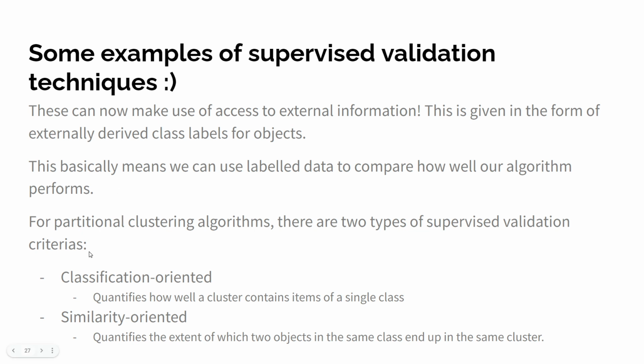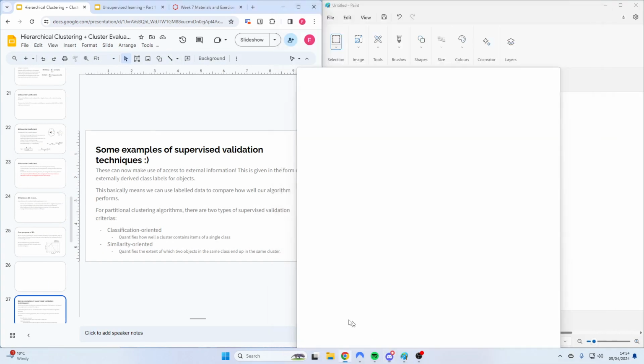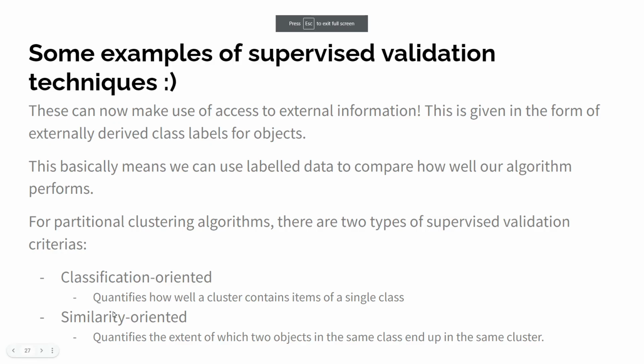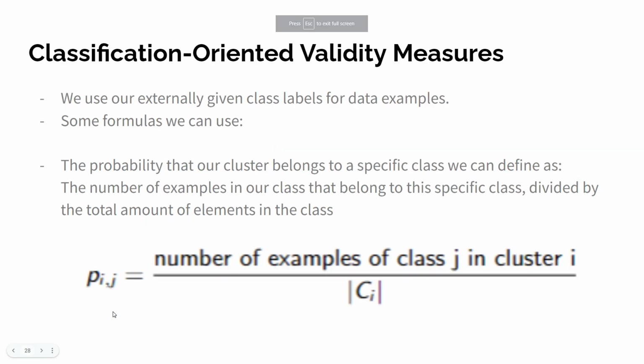So classification, first we're going to look at quantifying how well a cluster contains items of a single class. If a cluster has items of only one class, then that means this cluster is probably this class. But if it has items from all these different types of classes, then this cluster is not showing what it's meant to do, so we've wrongly created this cluster. First we're doing this classification, and then we'll go on to similarity oriented. There are quite a few equations here, which you don't need to know by heart, but we can learn them and understand what they mean. But I think we're given them in an exam.